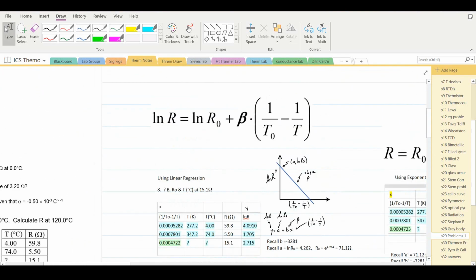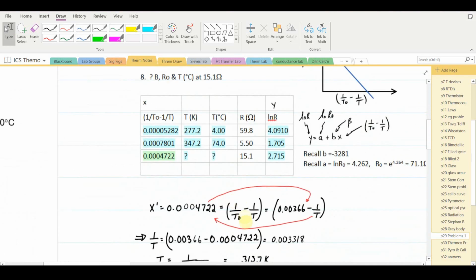So I'm going to use first this linear equation. ln R equals ln R sub 0 plus beta times (1 over T sub 0 minus 1 over T), in which the slope of the line that we obtain from the calculator will be beta, the temperature coefficient, and we'll get ln R as the intercept, and then we'll take the anti-ln. I put this in a table, as you see here.